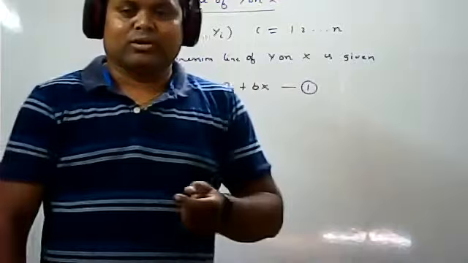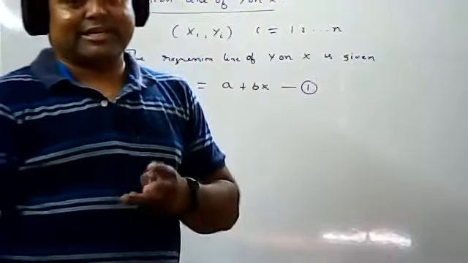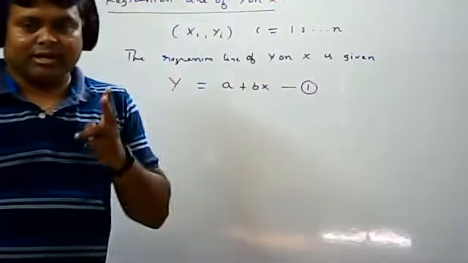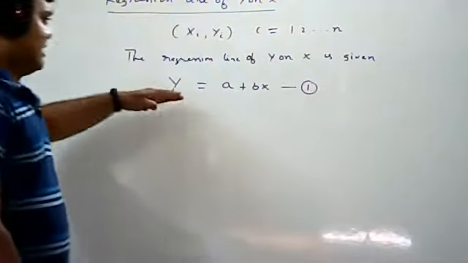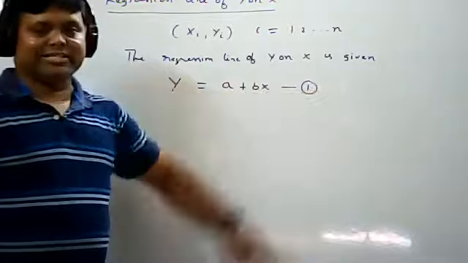Already in curve fitting, you know how many normal equations there will be for a straight line? Two normal equations are there. All of you already know the normal equations, and I will use those normal equations now. So, right now, y equal to a plus bx is equation number 1.